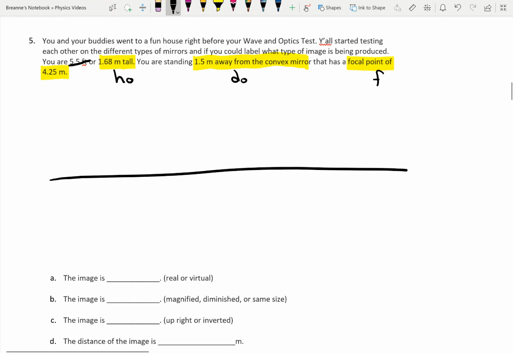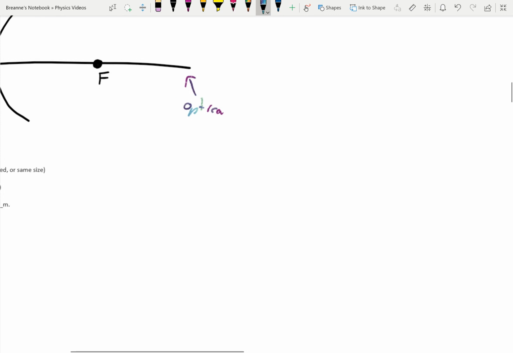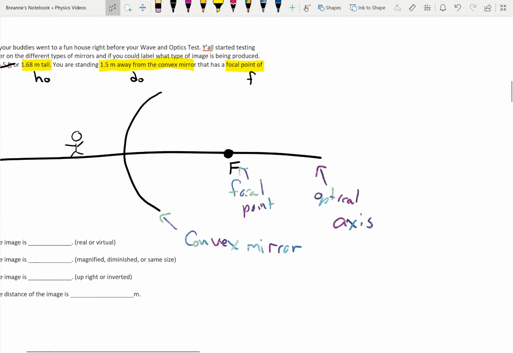So let's draw it out. So we have a convex mirror. On a convex mirror, you know that your focal point is on this side of the object. So your focal point is 4 meters, so that means you're standing out there, probably about there. Again, just for reference, remember this is your optical axis. I'll rewrite it instead of having that random line there. This is your focal point. This would be your convex mirror. And of course, this is your object.